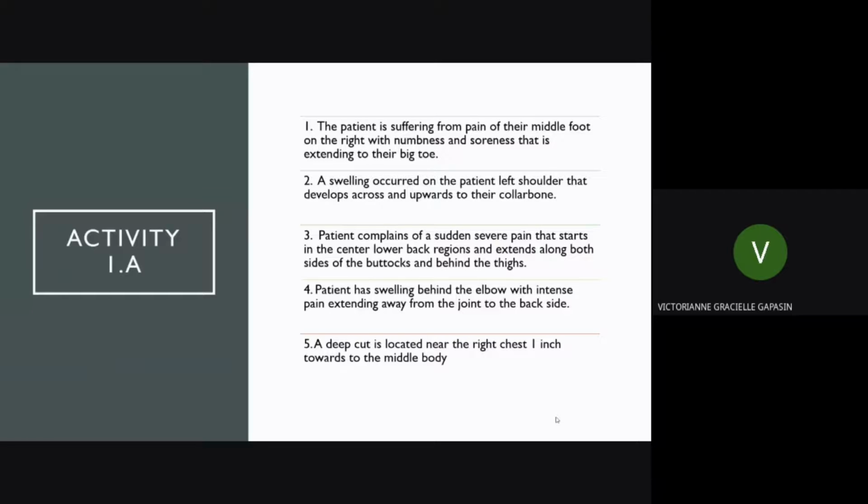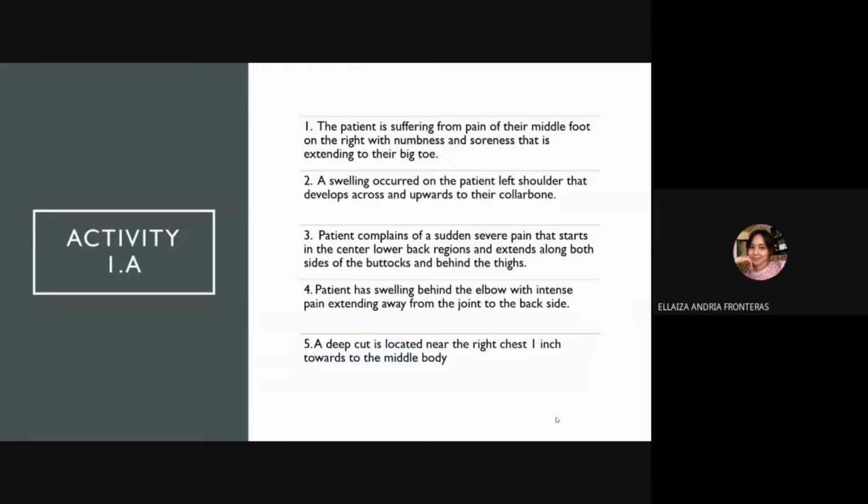Number 3, patient complains of sudden severe pain that starts in the medial lumbar region and extends bilaterally to the gluteal and posterior femoral regions. Our answer is patient complains of a sudden severe pain that starts in the center lower back regions and extends along both sides of the buttocks and behind the thighs.